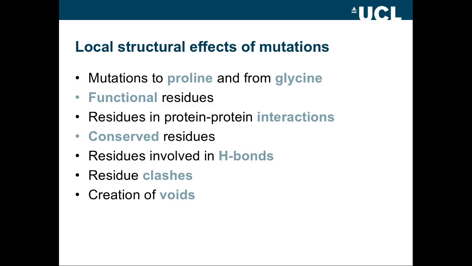Residue clashes, so if we mutated a residue and the replacement clashed with the surrounding part of the protein, well, the protein couldn't fold up in exactly the same way. And similarly, creation of voids. If you had a large amino acid and replaced it by a small one, then if you kept the same conformation of the protein, that could lead to a void in the middle of the protein, and the protein would prefer to change its conformation because having that void there would be unfavourable.